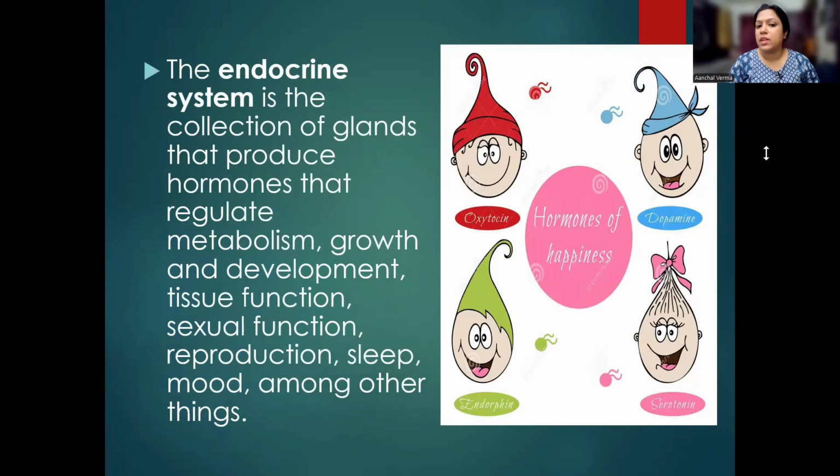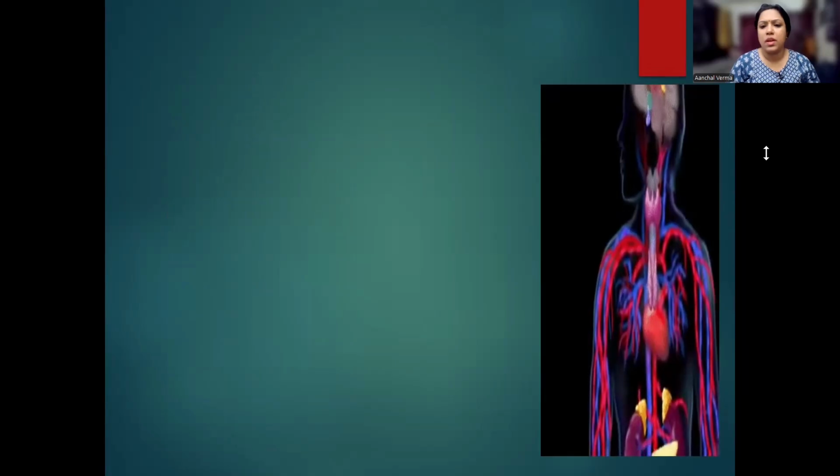The endocrine system is a collection of glands that produces hormones that regulate metabolism, growth and development, tissue and sexual functions, even reproduction, sleep, mood, among all the other things that you can think of. The hormone is doing the needful. There are many happy hormones like endorphin, serotonin, dopamine. These are all hormones which make us feel happy, depressed, then anxiety, you can talk about excitement. So these are all hormone related activities.